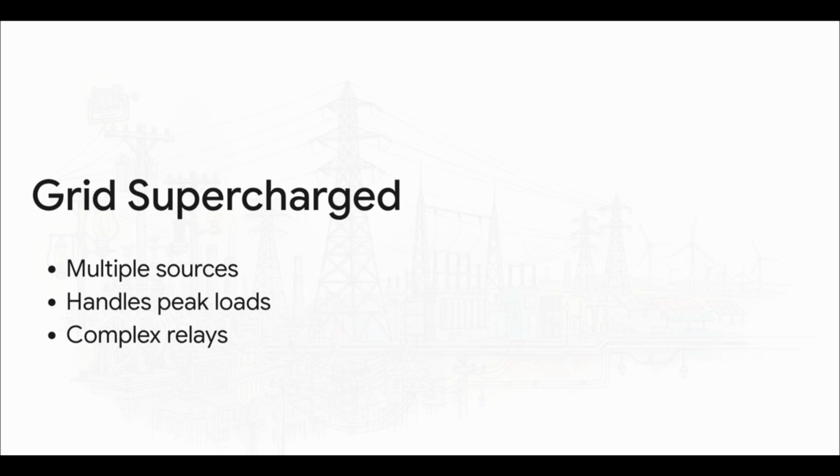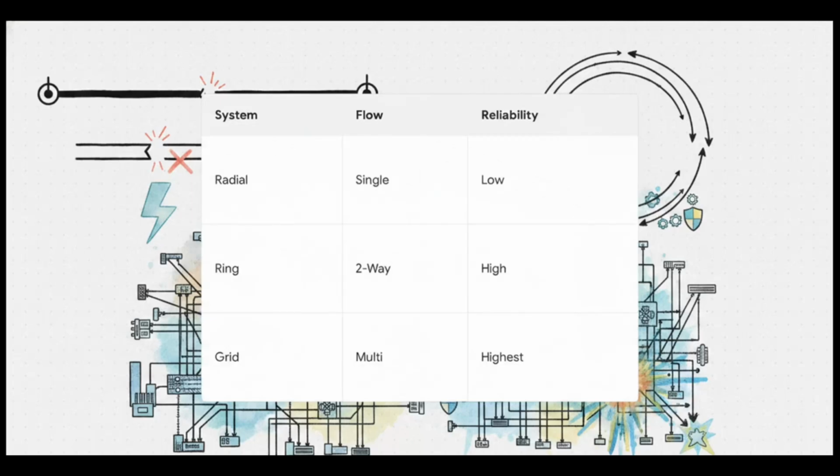It also massively boosts the system's ability to handle sudden peak loads since it can pull power from multiple sources at the exact same time. The trade-off, though? Managing all of this requires some fascinatingly complex protective relaying to isolate faults without accidentally tripping the whole interconnected grid. Let's pull all of this together.